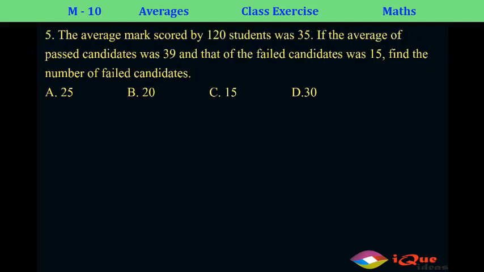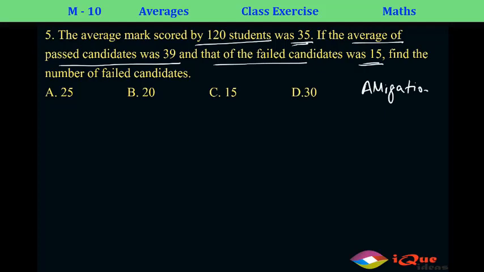Now this question says average marks scored by 120 students was 35 and the average of passed candidates was 39 and that of failed candidates was 15. Now this is a very simple question of allegation method, right? You must go back to the theory and check what this method was. Otherwise, it is very simple. If you have done the theory part, I'll simply apply that.